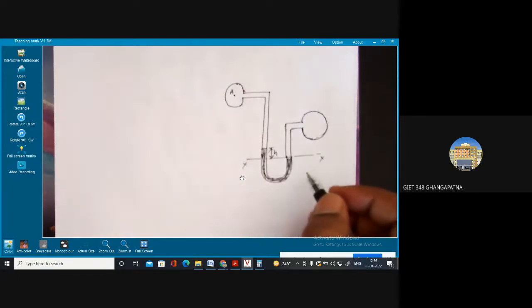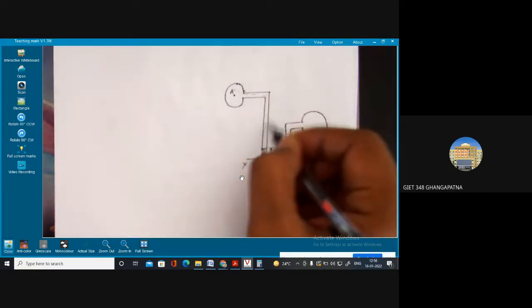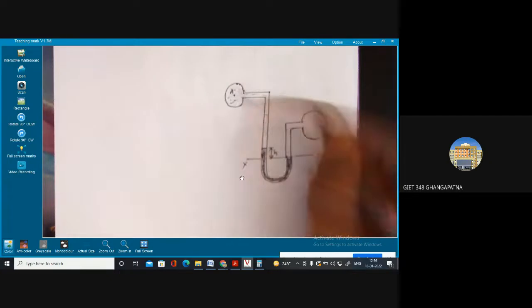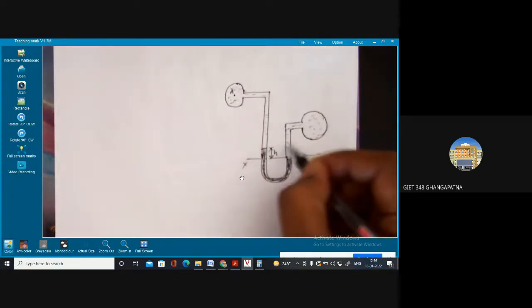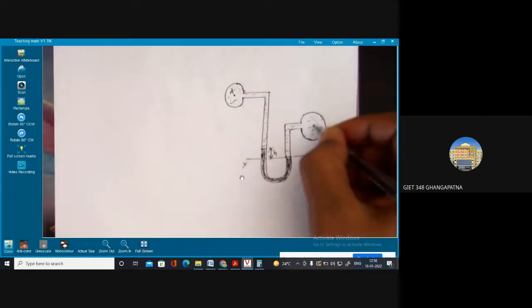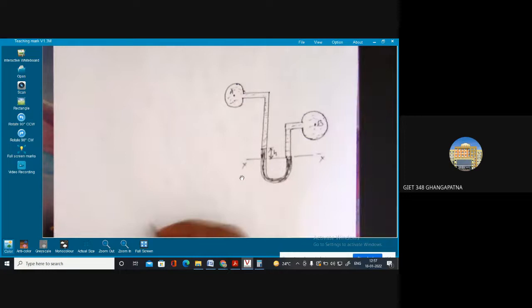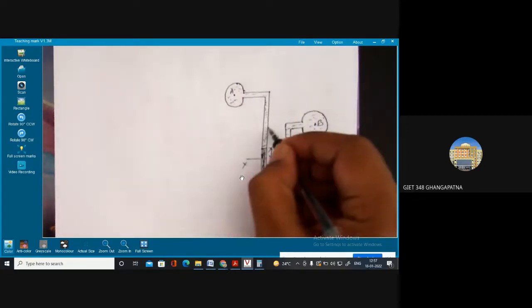What are the other things that are given to you? Now this is the liquid. I'm simply drawing a rough diagram. Here there is another liquid in this tube. So this is your point A and this is your point B. As given in the question, how much is this height?